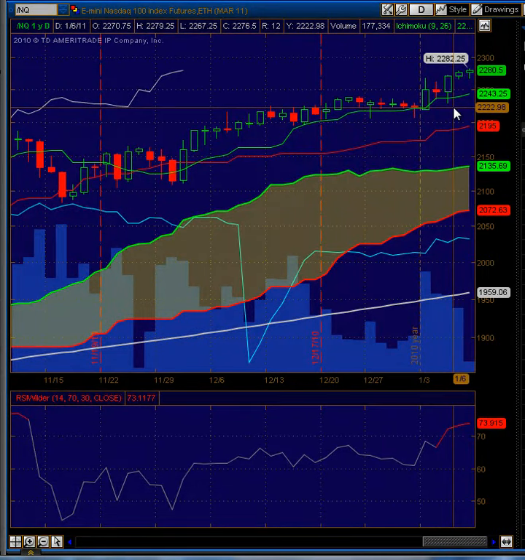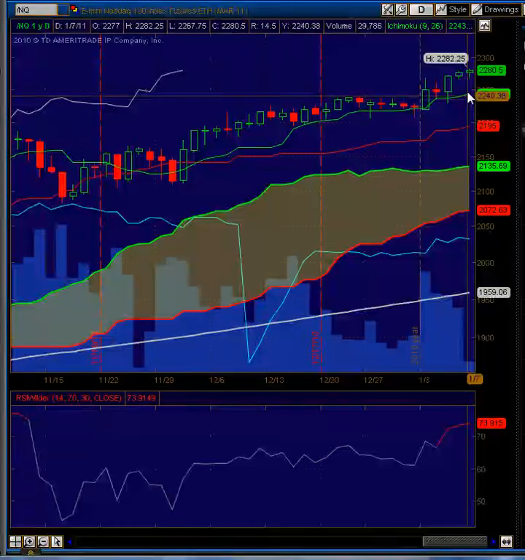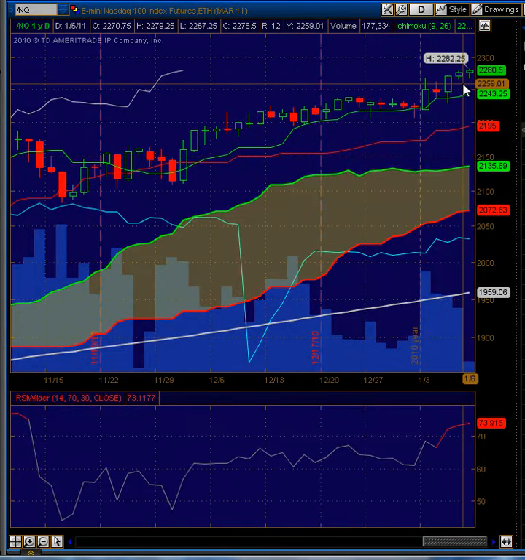Because the metals have pretty much been following the indexes for the most part, there's been some sort of a correlation. We can expect that if the NASDAQ does hold and closes above the 2280, it should take the gold and silver with it. That's just a natural thing.